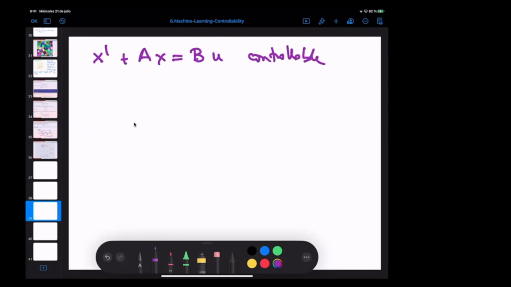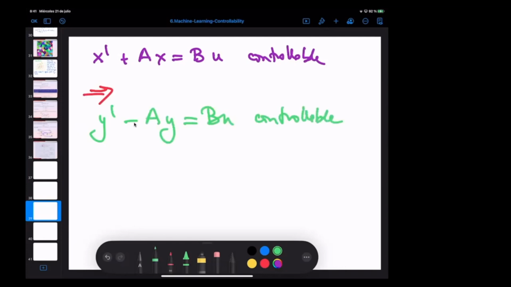My question is, does this imply that the new system y prime minus Ay Bu is also controllable? So the fact that I'm changing the plus sign into the minus sign, is it true that it preserves the controllability properties of the system? And in case it is true, what will be the proof?